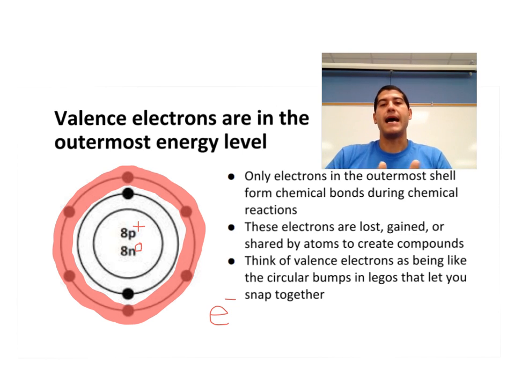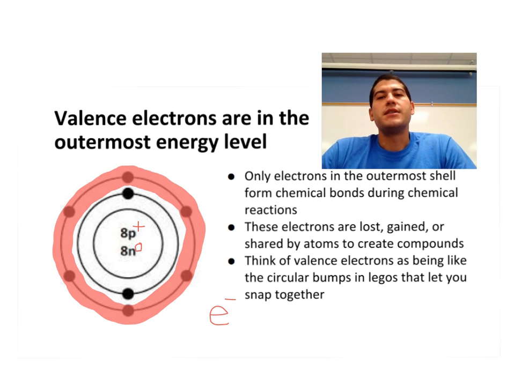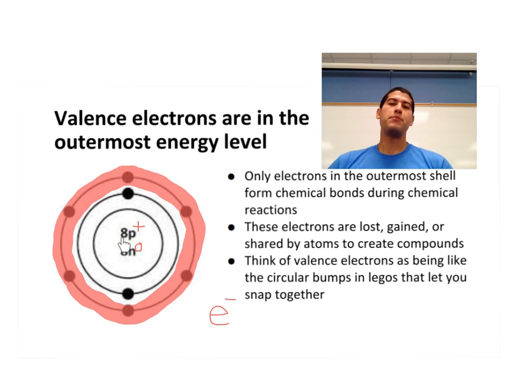Anyway, back to this atom. I know it's an oxygen atom because it has 8 protons, and oxygen has an atomic number of 8. You can fact check me on your periodic table. Oxygen's valence electrons are these ones in the second energy level. 1, 2, 3, 4, 5, 6 valence electrons.